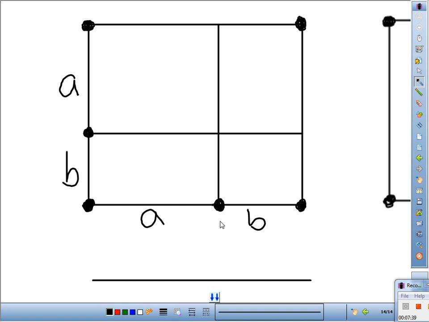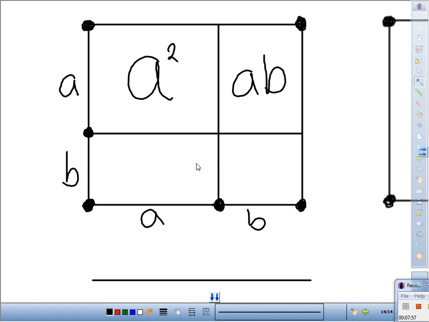All right. So let's see. Who got A times A is A squared? Yes. A times B, that's AB. Yes. B times A in alphabetical order is AB. And B times B, that's B squared. Does it look familiar? Yeah?